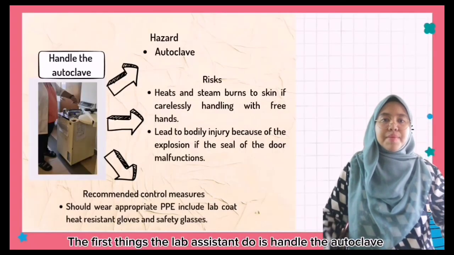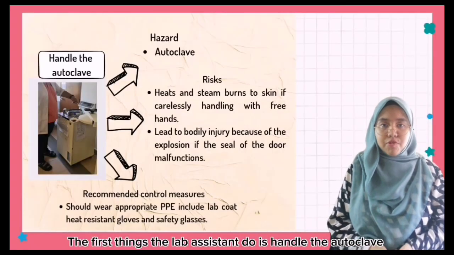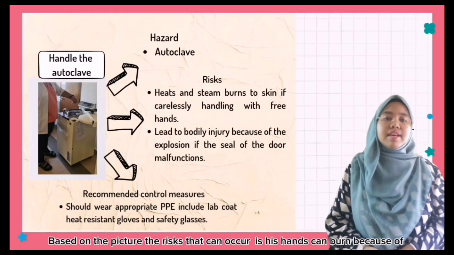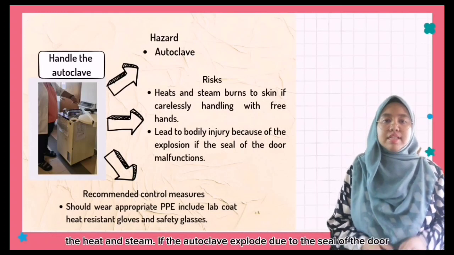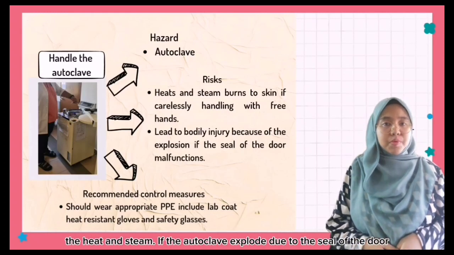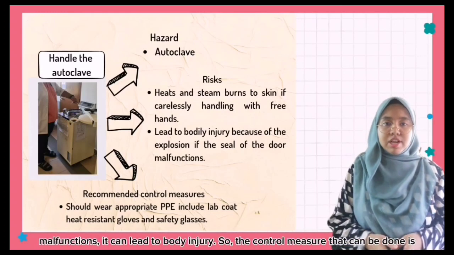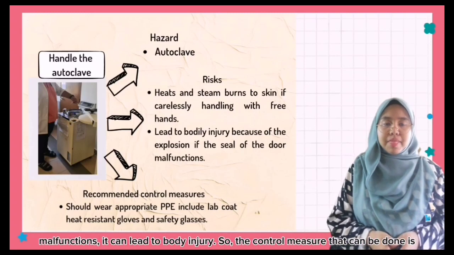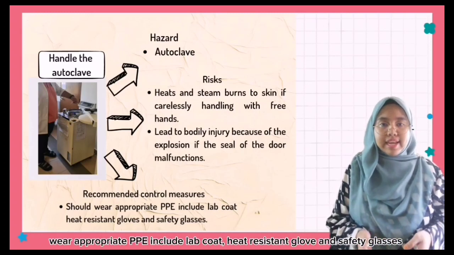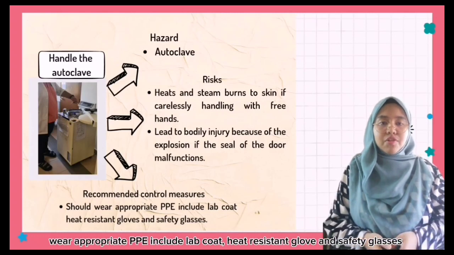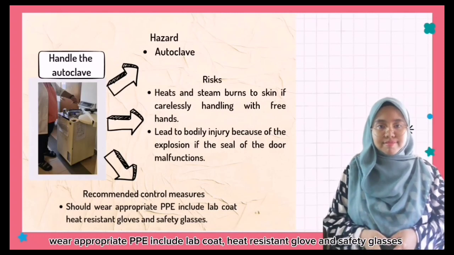The first thing the lab assistant does is handle the autoclave. Based on the picture, the risk that can occur is his hands can burn because of the heat and steam. If the autoclave explodes due to the door seal malfunctioning, it can lead to body injury. So, the control measure is to wear appropriate PPE including a lab coat, heat-resistant gloves, and safety glasses.